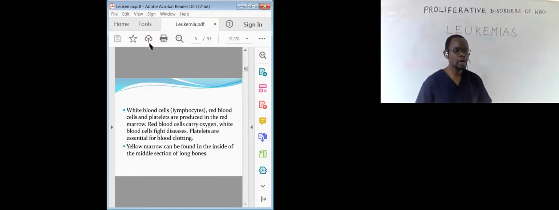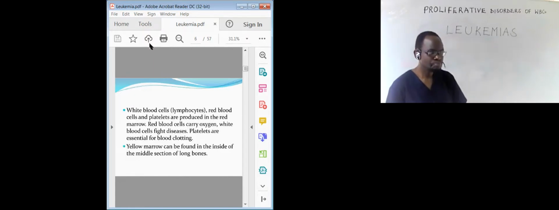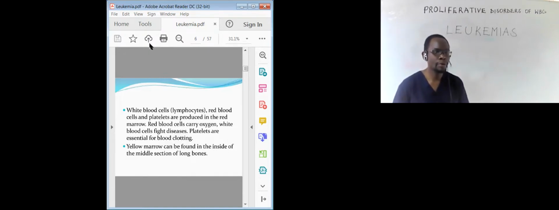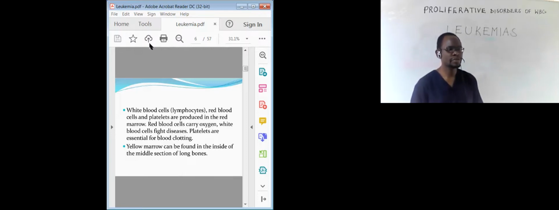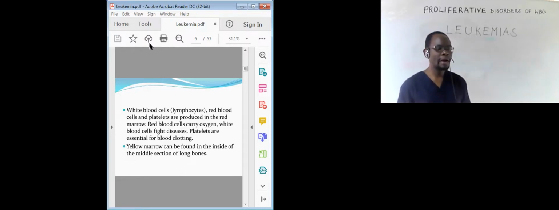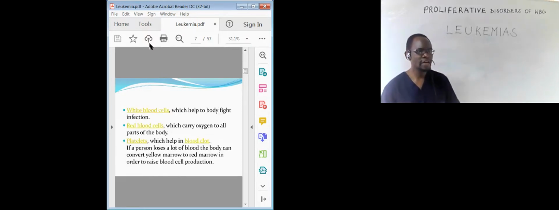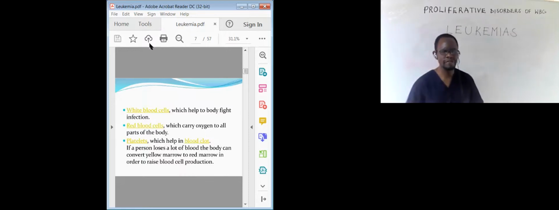The white blood cells, the platelets, and the red blood cells are produced in this red marrow, as we have mentioned. The yellow marrow is found in the middle section of the long bones. Now, of course, you know the functions of these.